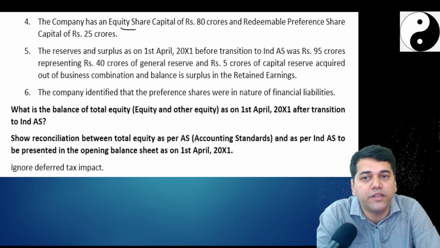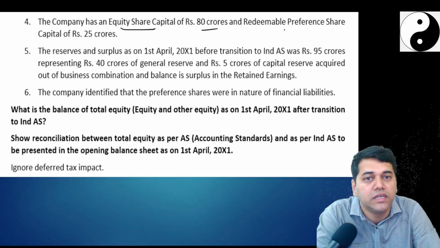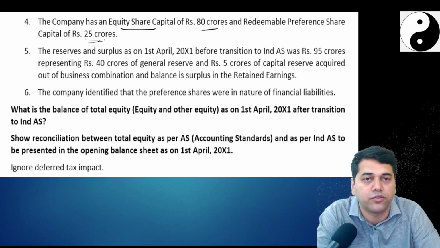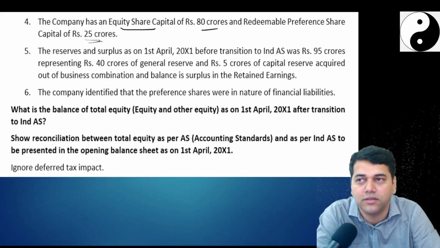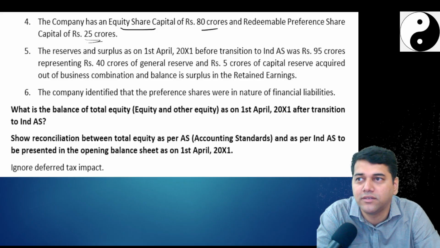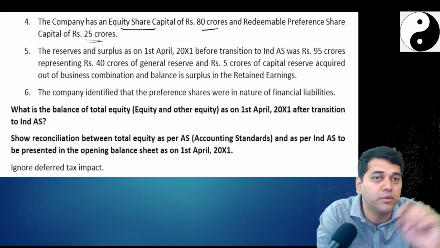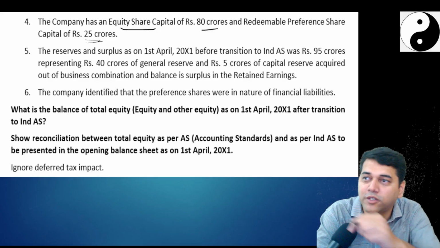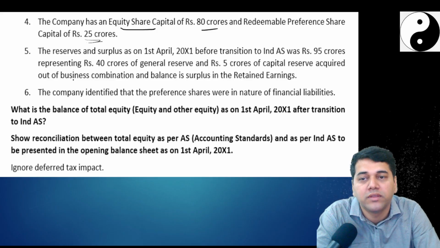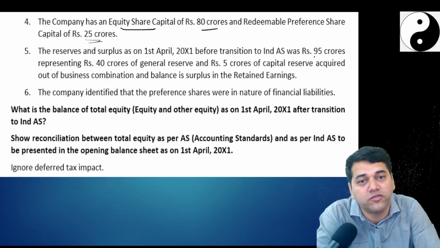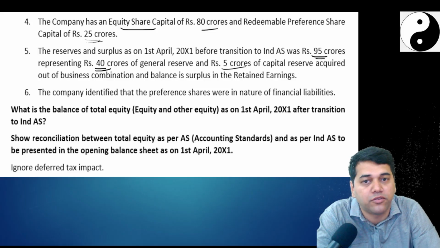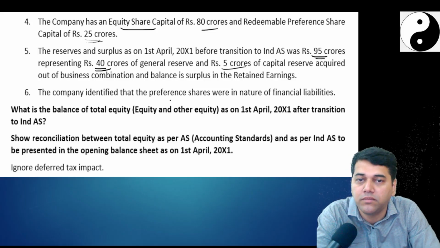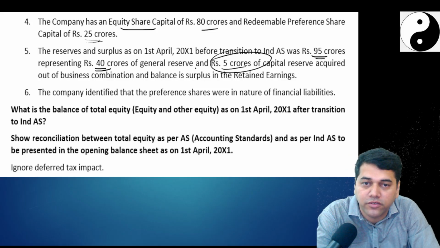The company has equity share capital of 80 crores and redeemable preference shares of 25 crores. Is it going to change? Classification: redeemable preference shares are going to become financial liability, no? You previously must have shown them under capital. The reserves and surplus before transition was 95, representing 40 general reserve and 5 capital reserve. Is the 5 capital reserve going to change?